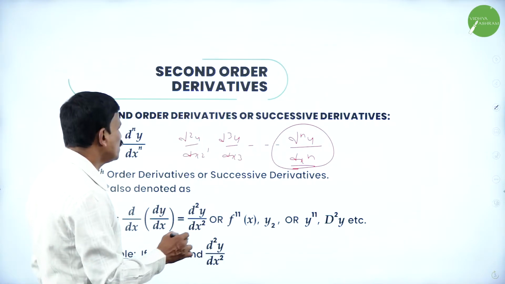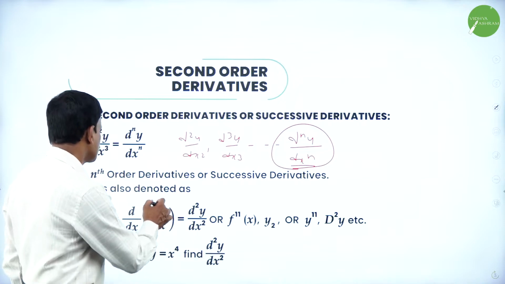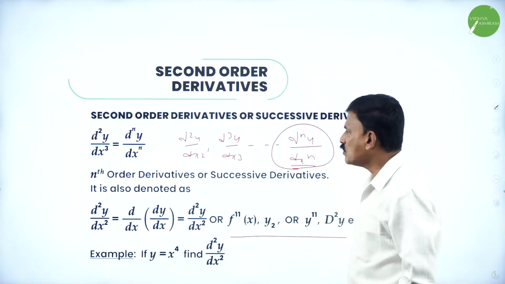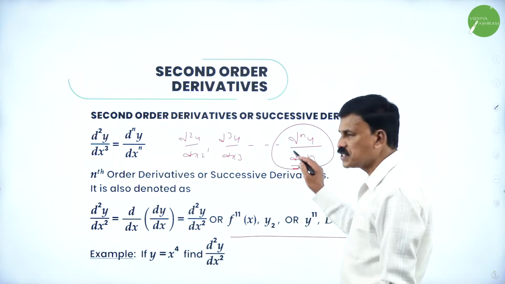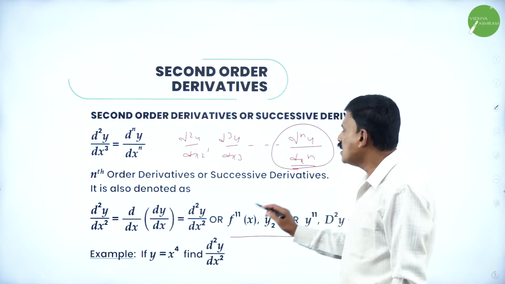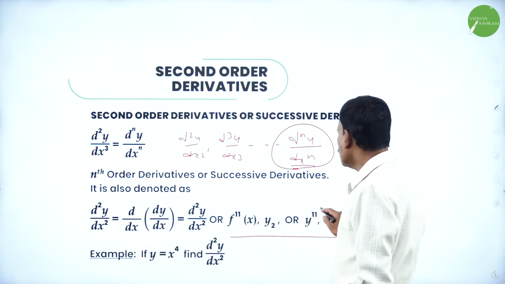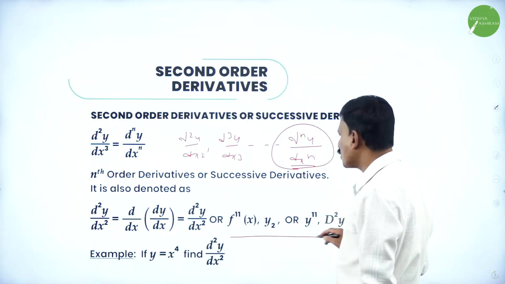Now the nth order derivative or successive derivative is also denoted like this. The nth order is denoted as d^n y by dx^n, and the second order is denoted as f double dash x, or y2, or y double dash, or D square y, etc.